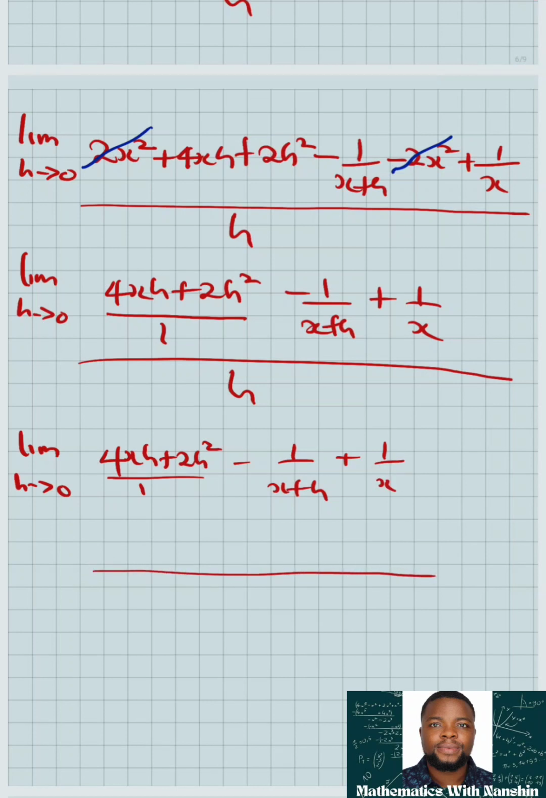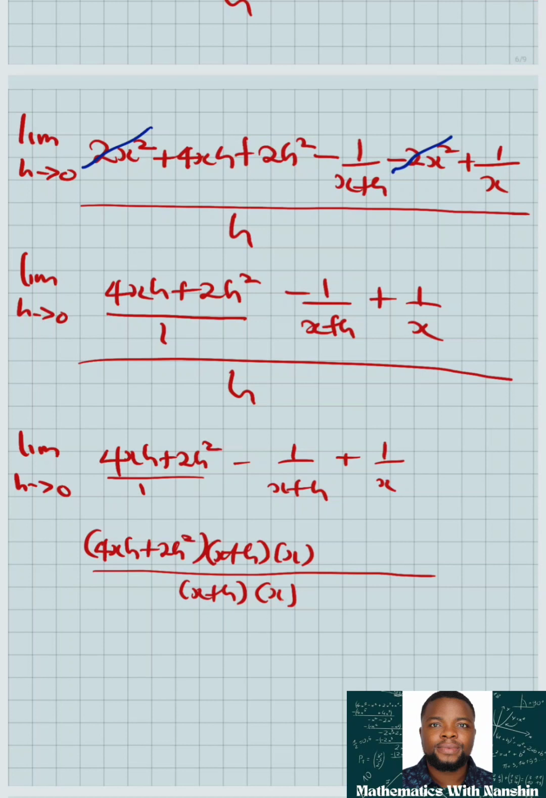Here, the LCM is x plus h times x. So we can say 1 into x plus h in bracket times x. It's still the same thing. So we'll use this to multiply everything up there. So we have 4xh plus 2h squared over x plus h times x. Then you come to the next one, which is 1 over x plus h. Now this guy will go into this one.